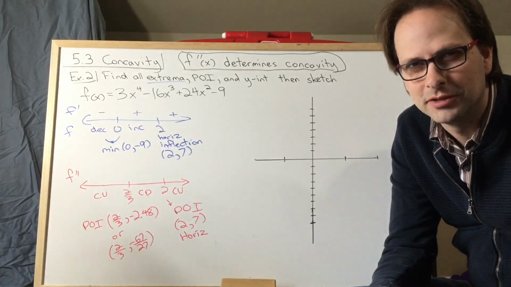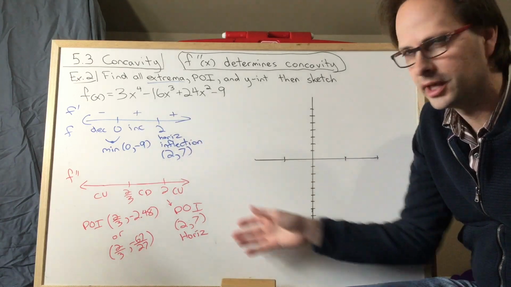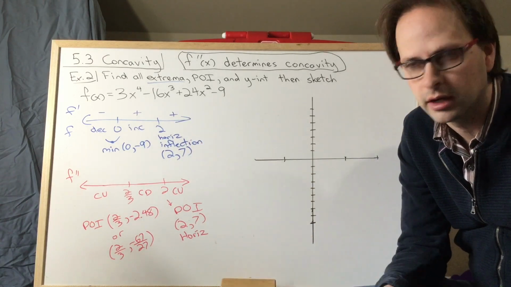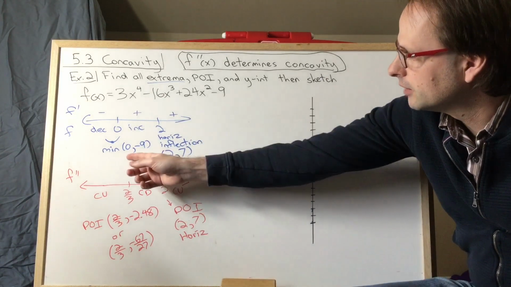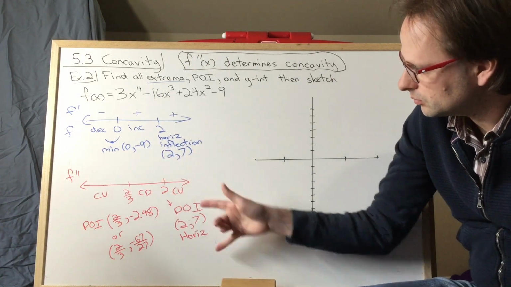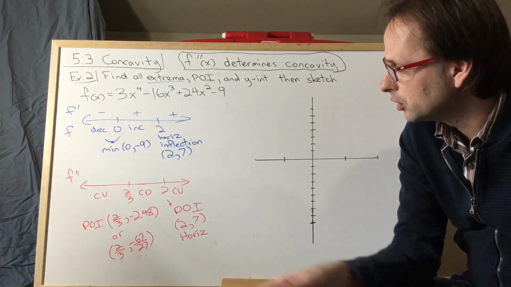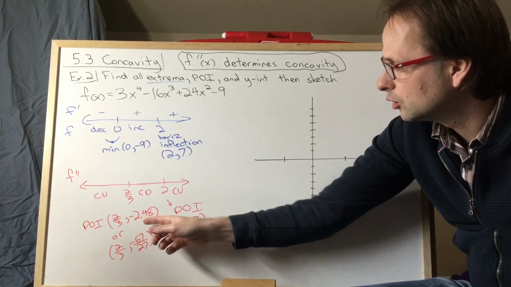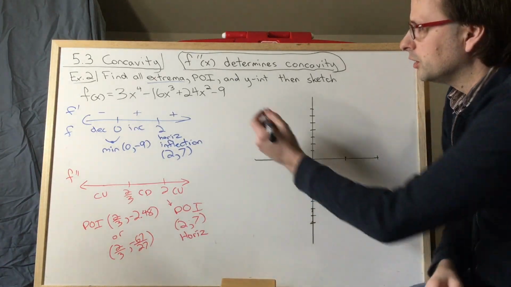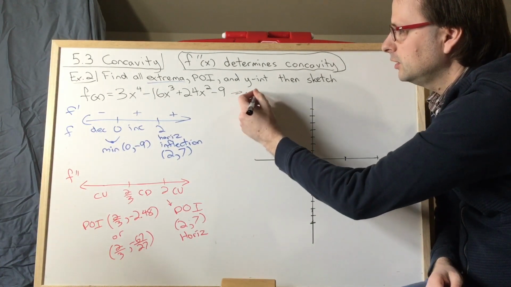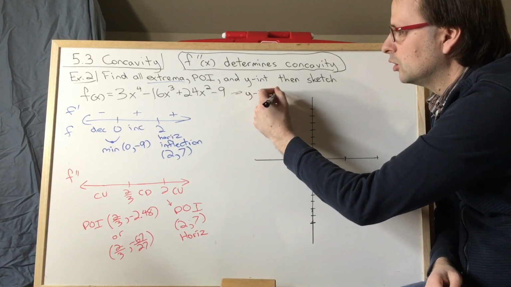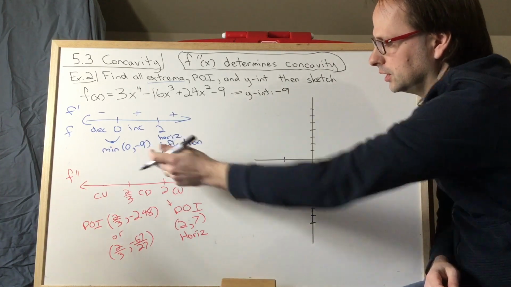Now I've got all my stuff nicely organized. That's just because I ran out of whiteboard space. Hopefully you're okay on your page. But I know that I have a min at 0, -9, horizontal inflection at 2,7, and I have a point of inflection, another one, at this coordinate right here. I also know that I've got a y-intercept of -9, though it was already a key point over here.